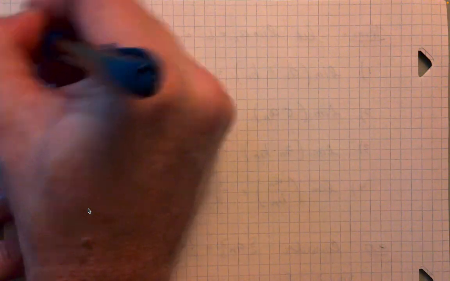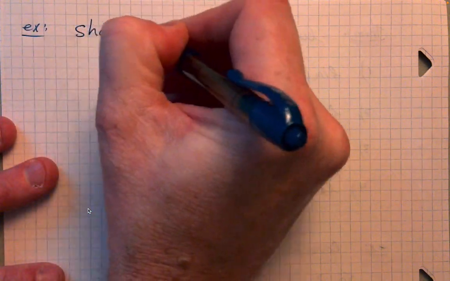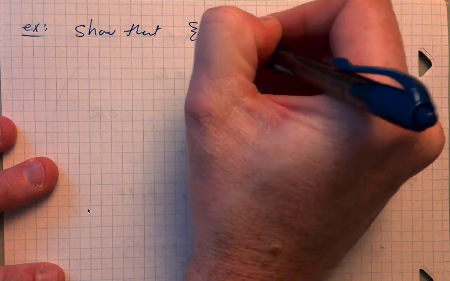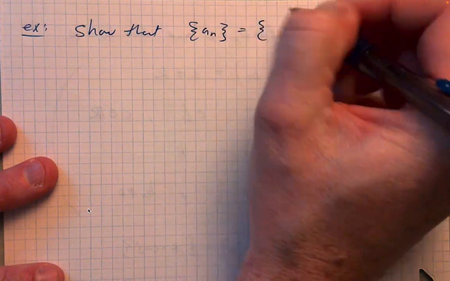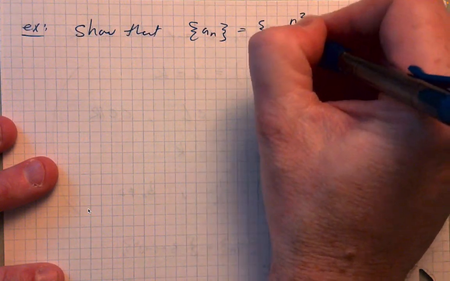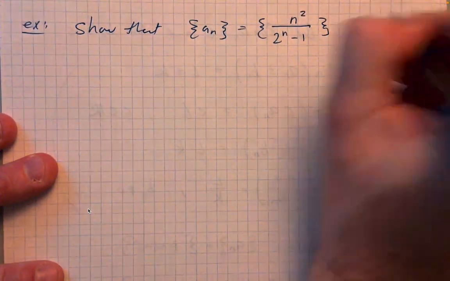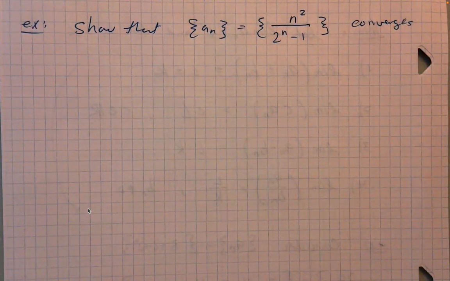All right. Very good. Let's see what's next. How about this example? This series does converge. Our sequence does converge. Let's show it. Let's show that a of n equals n squared over 2 to the n minus 1 converges. Okay, so we know it converges. We're told it's convergent. Let's see what we can do with this.